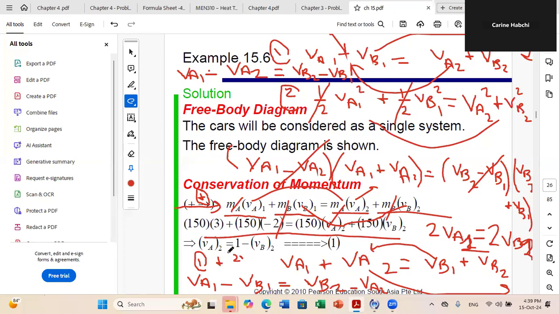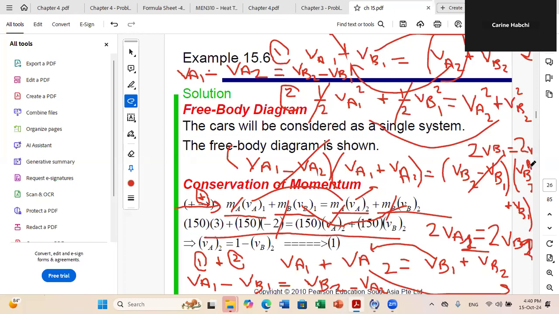When you subtract the equations, 1 minus 2, VA1 will cancel out and you will have 2VB1. On the other side, VB2 will cancel out, and I will have for the second term VA2 minus VA2, so 2VA2. So 2VB1 equals 2 times VA2.